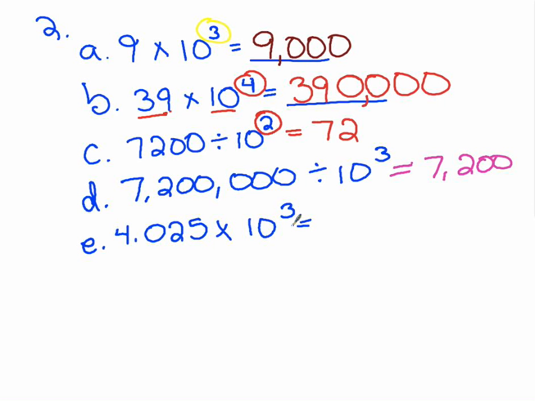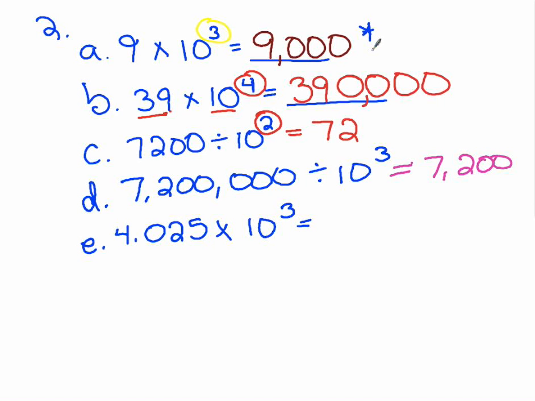Times 10 to the 3rd power. Well, if the decimal is at the end of the number, we could add zeros, right? But now we have a decimal that we're moving around. So if the decimal moves to the left when you divide, what direction do you think you're going to move the decimal when you multiply? To the right. Is that kind of what you did on this problem up here?